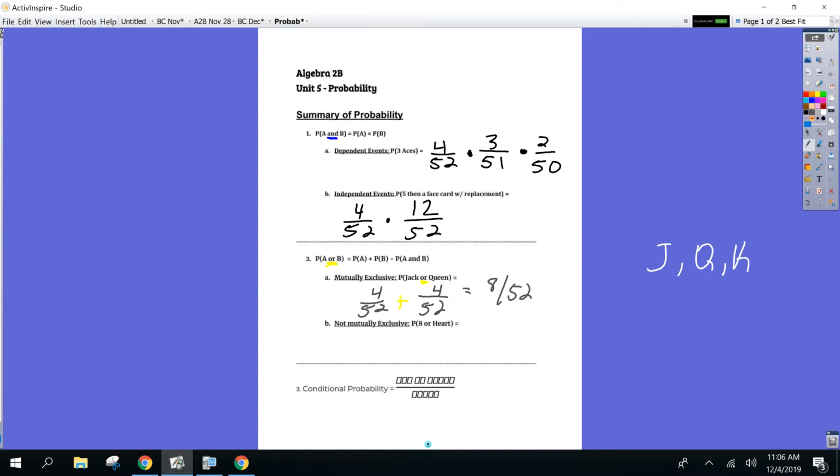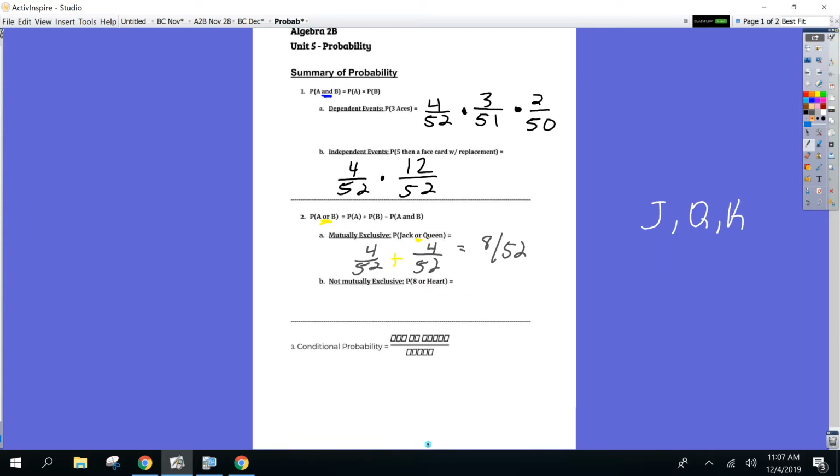Versus this next one, which is not mutually exclusive, and you can tell me why at the end of this. 8 or a heart. So you see the "or"? Plus, here we go, 8. How many 8s are in the deck? 4 out of 52.